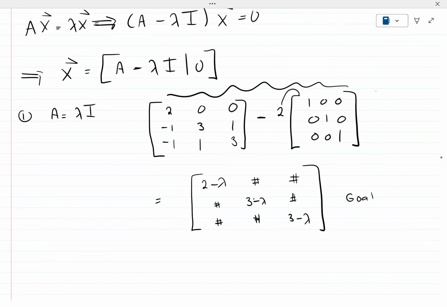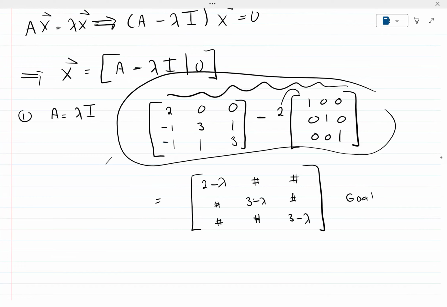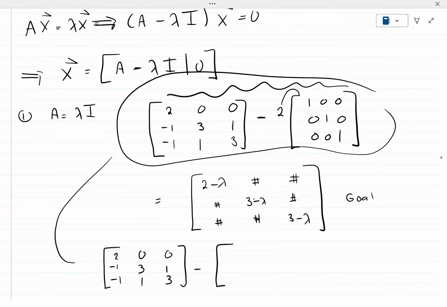So let's simplify this. This goes right here, so this stays the same. This matrix is still going to be 2, -1, -1, and then 0, 3, 0, 1, 3, minus, and then this, when you FOIL this out, this is going to be 2, 0, 0, 0, 2, 0, 0, 0, 2. Okay. So when you just FOIL that 2, you get that.